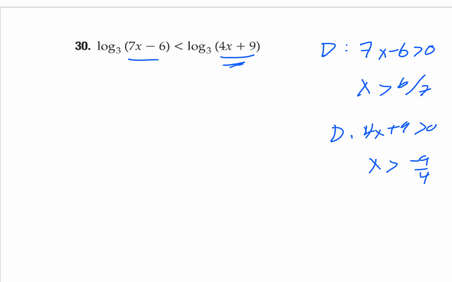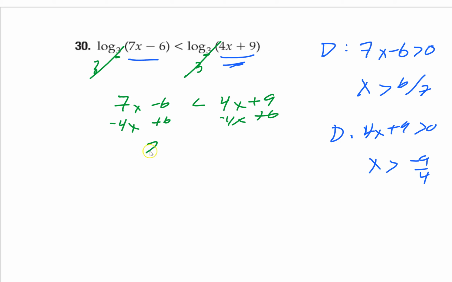And now we actually got to solve it. Let's take the 3 to both sides, right? Whatever the base is, take that to both sides. These will cancel. 7x minus 6 is less than 4x plus 9. Do a little math. Minus 4x, plus 6. I get 3x is less than 15. Divide by 3. x is less than 5.